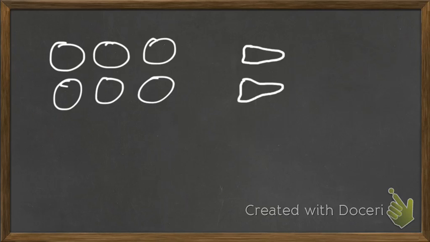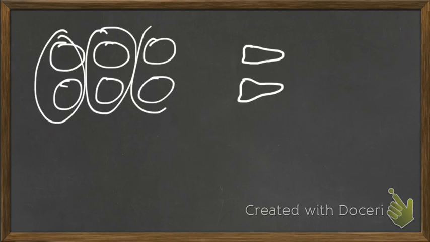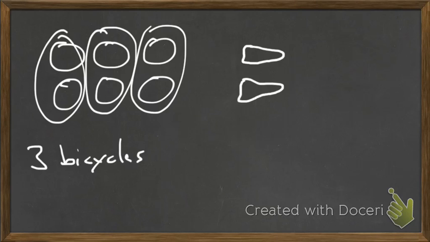Alright, if we consider just the tires, we know that every bicycle, well, at least a standard bicycle, has 2 tires. So each set of tires can make 1 bicycle. So we have 1 set of tires here, we have another set of tires here, another set here. So with just our tires, we have the potential to make 3 bicycles. Now, every bicycle has 1 seat, so if we have 2 seats, we are limited to 2 bicycles.